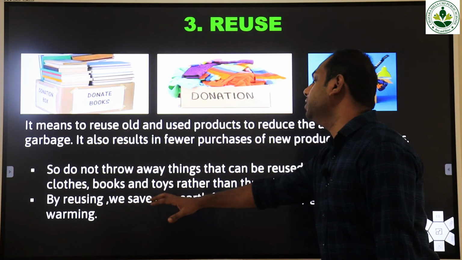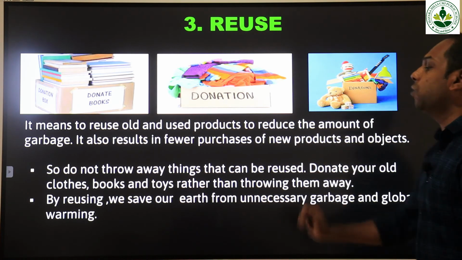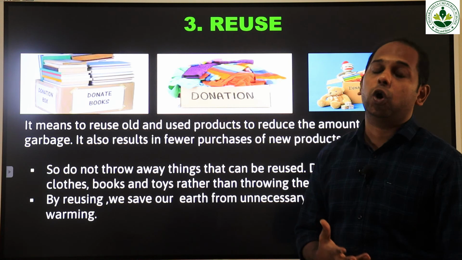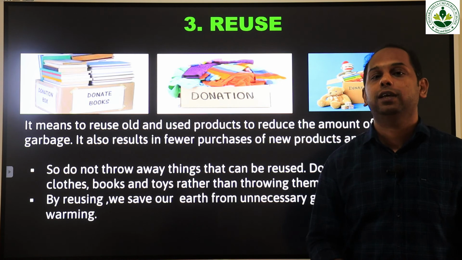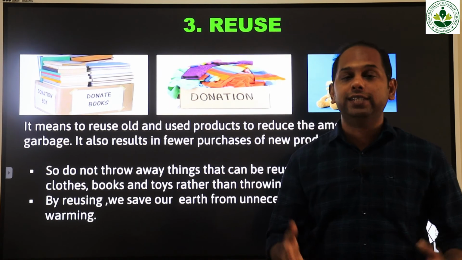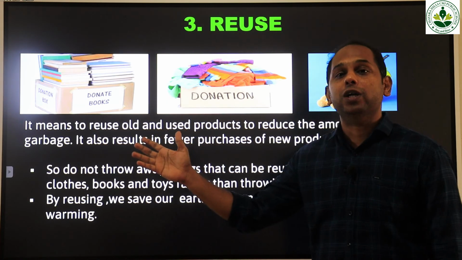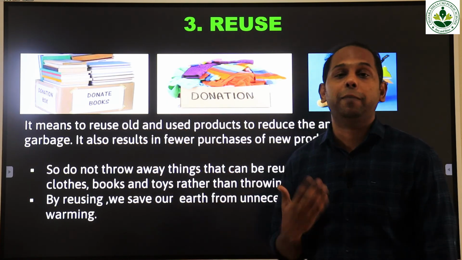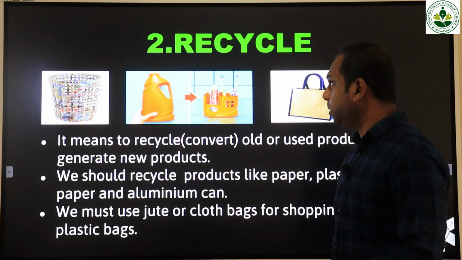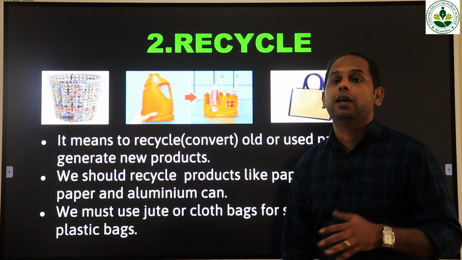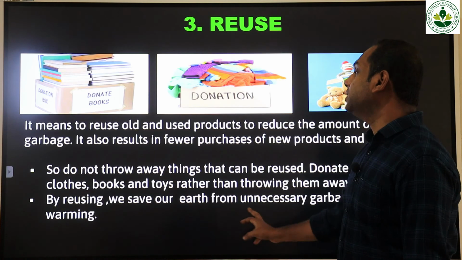By reusing, we save our earth from unnecessary garbage and global warming. So by practicing reuse, we can also practice what? We can save our earth from the garbage, right? When you go to cities, you might notice that they are dumping large quantities of garbage at the roadside. So to avoid such garbage, we should practice what? We should practice reuse in our life. These are the major 3 R's by which we can reduce global warming. Which are those? Reduce, reuse and recycle.